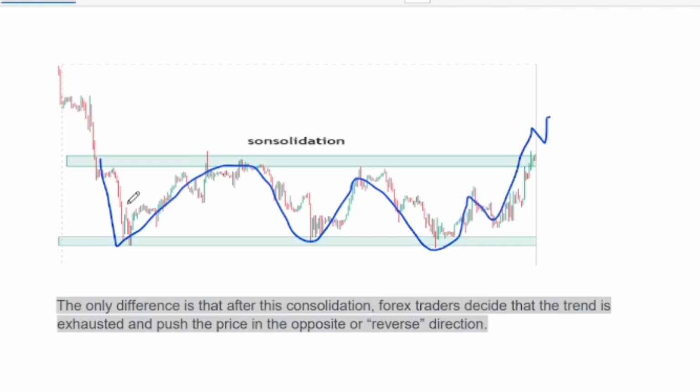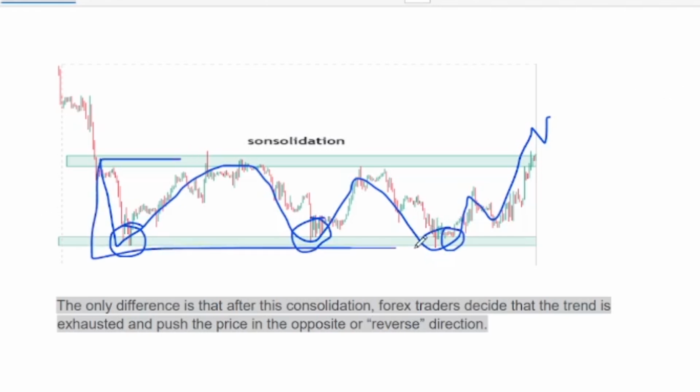A reversal to the upside. You can see from here, this is bottom 1, this is bottom 2, this is bottom 3, and this chart pattern is a what? A triple bottom. Okay, so now we are expecting the breakout from this area.